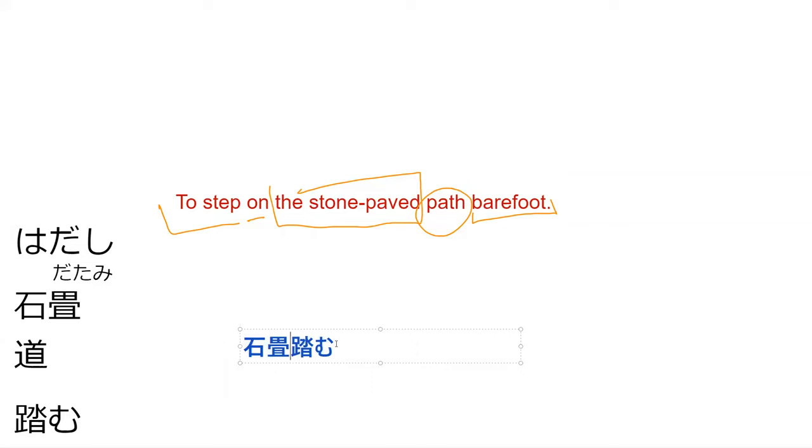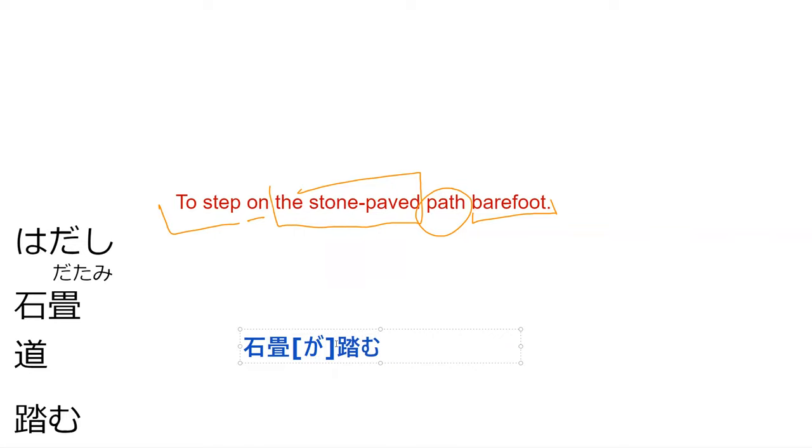Michi. Well, for one thing, you're missing a particle. There's no particle here. You just said stone pavement, step on. Kind of caveman speech going on here. We need our particle. What particle do you think we need here? Hi. The stone paved was... Ishitatami. Ishitatami. Hi. Ishitatami ga fumi.